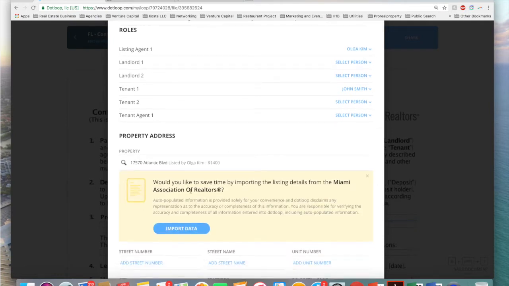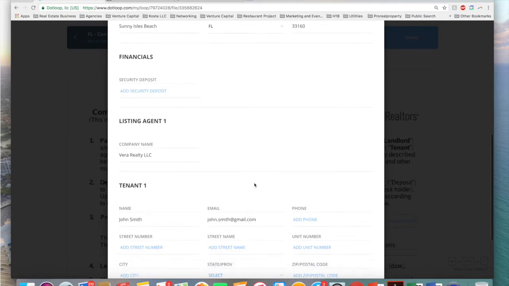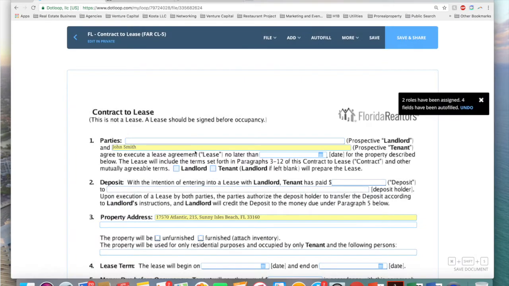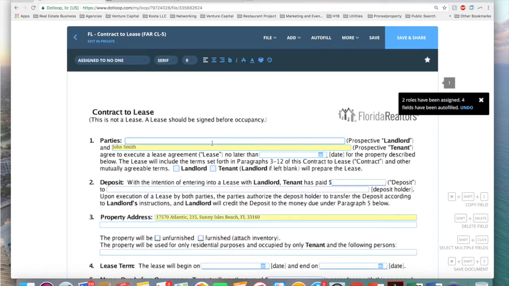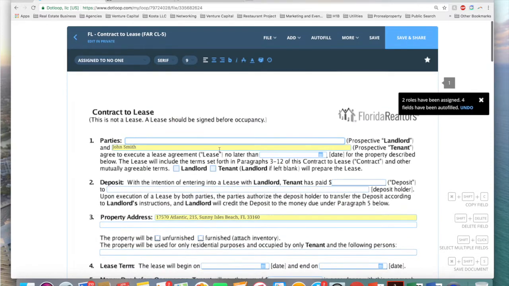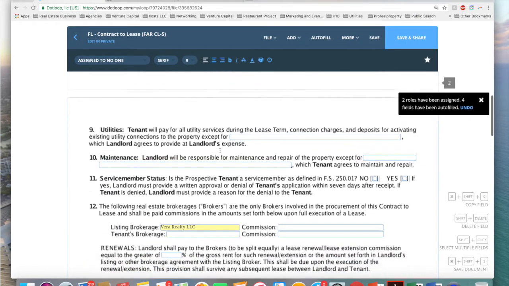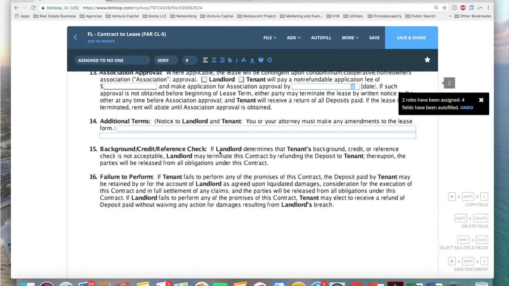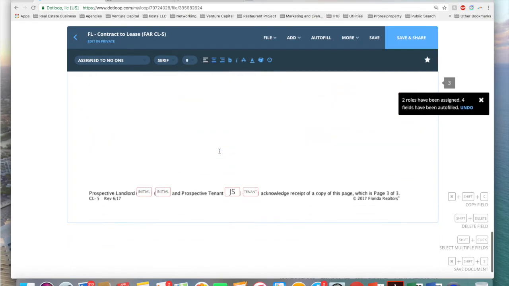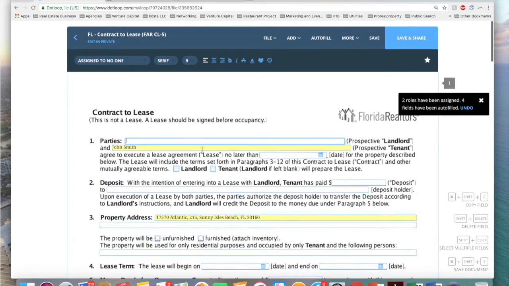Here we go, we have it. So we can actually import data for this listing, and it will autofill some of the information which we need. So prospective landlord, first item on the contract to lease, and this form is similar to an offer to purchase, but in our case this is a lease agreement, so it's an offer for lease. It has 3 pages, so let's start working on it.